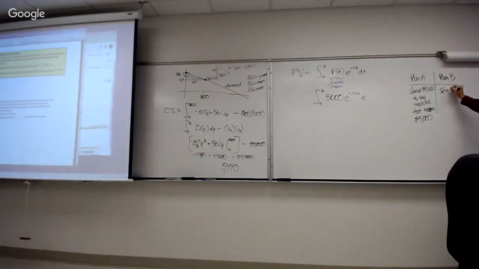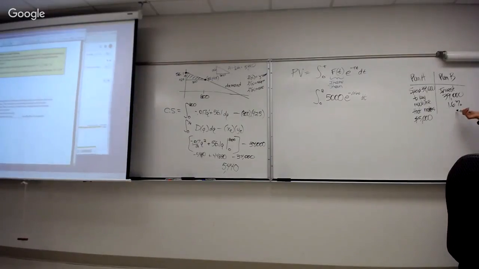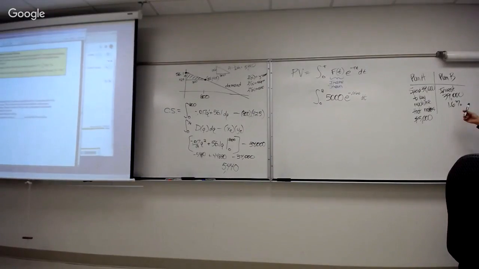Invest my $39,000 at 1.6%. So that's truly the alternatives that we're considering. I can either put my money into a machine and then use that for the next 8 years to make that $5,000 per year, or I can just sit on the $39,000, not do a darn thing with it, just put it in the bank and make 1.6% interest. So how much money is that?